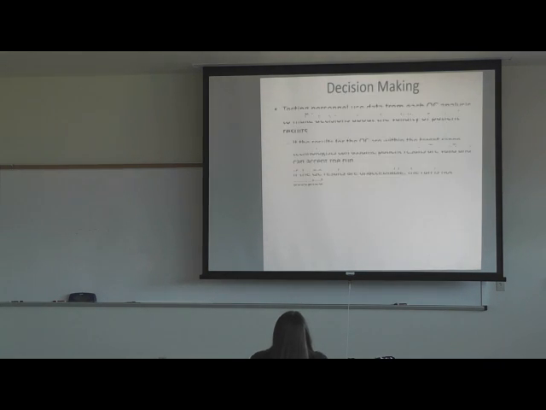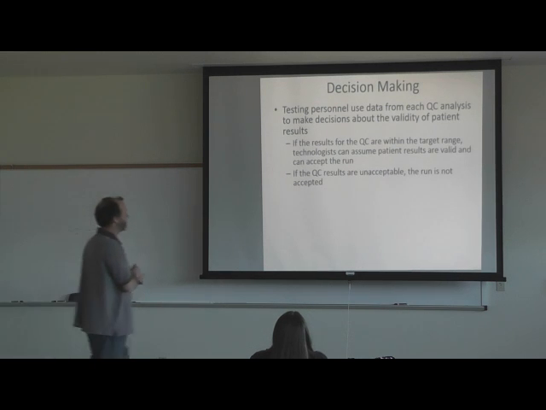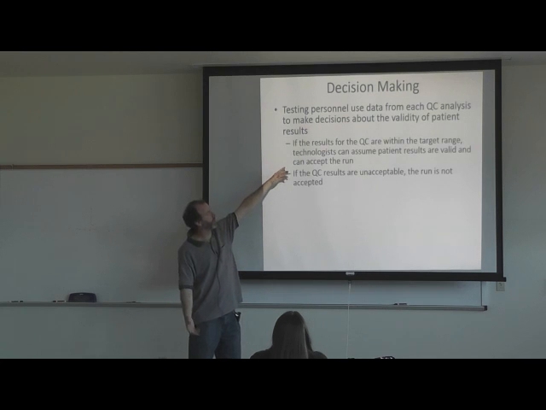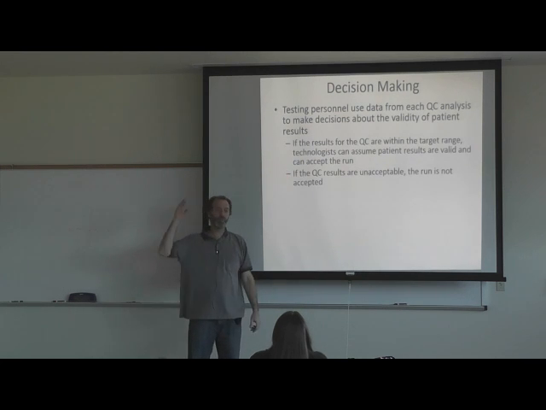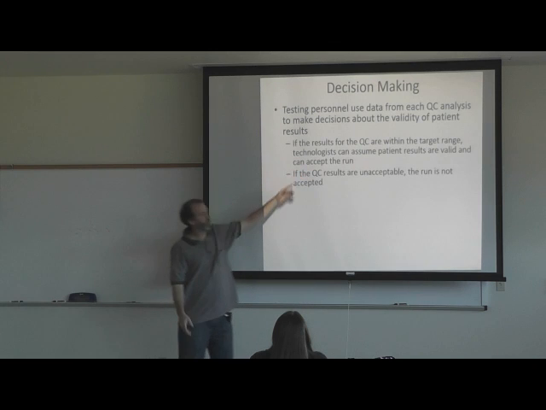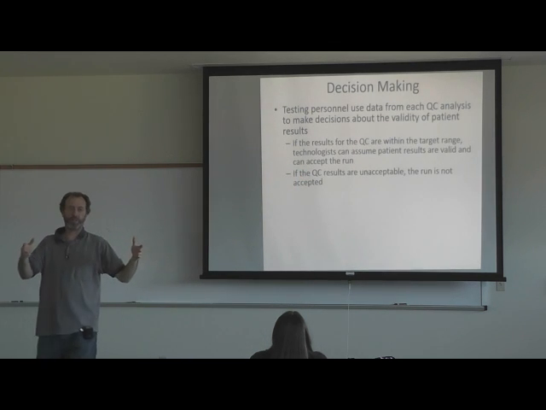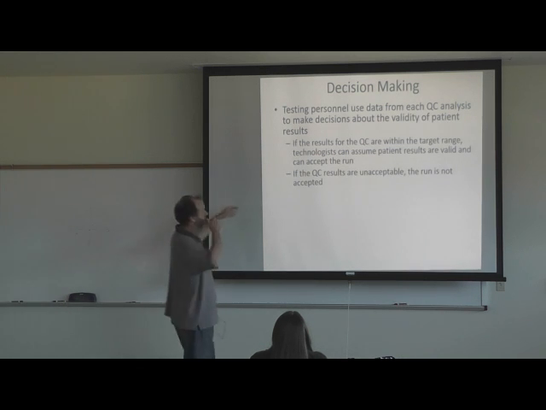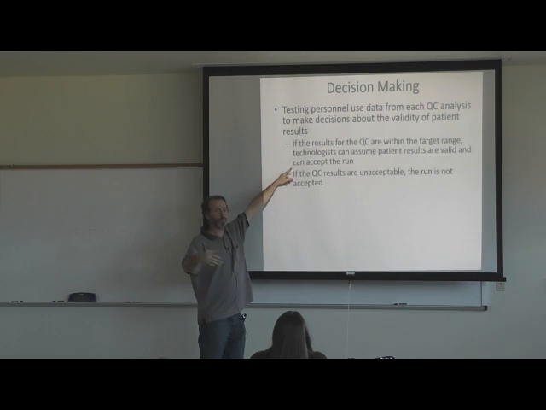So decision making. How do you make the decisions then? Testing personnel will use the data from each quality control analysis to make decisions about the validity of patient results. So you run the QC along with your patient results on the run, and you look at the values from that QC, and you determine can you accept that run or not. If the results of the QC are within a target range, labs will set their own target range. We're going to go over some of these Westgard rules in a little bit, where you can standardize, but each lab has to come up with their own.